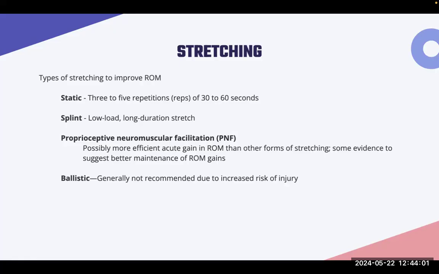There's stretching. They love talking about the different types of stretching. Static stretch is the typical stretch that we all know. And as we know, we tell patients 30 seconds, time it out on your phone because you count less than 30 all the time. And then they talk about splint stretch. I haven't seen this in other books, but they said it's low load, longer duration stretch, essentially similar to static. But the best type of stretching, they say, is PNF, which is proprioceptive neuromuscular facilitation.